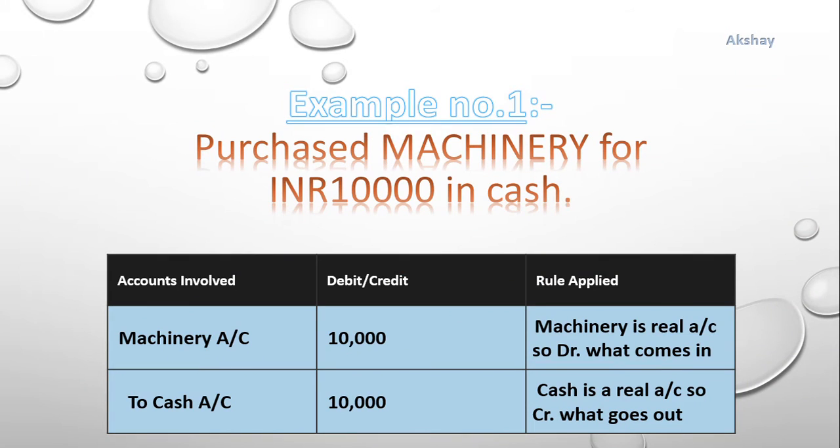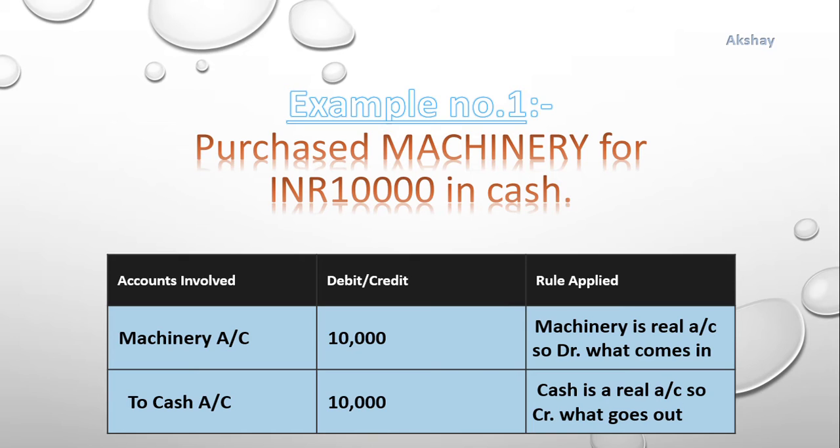Now, there comes my first example. I purchased machinery for rupees 10,000 in cash. I'm an organization, and I purchase machinery for 10,000 in cash. So the journal entry will be machinery account debit by 10,000. Machinery is a real account, so we debit what comes in. The rule is debit what comes in.